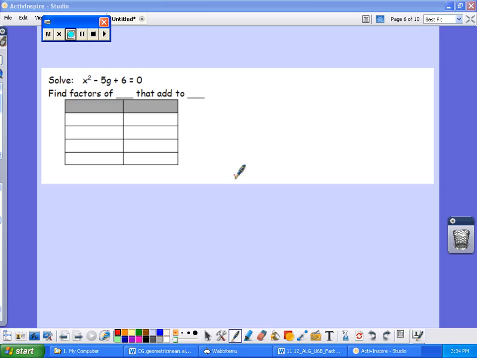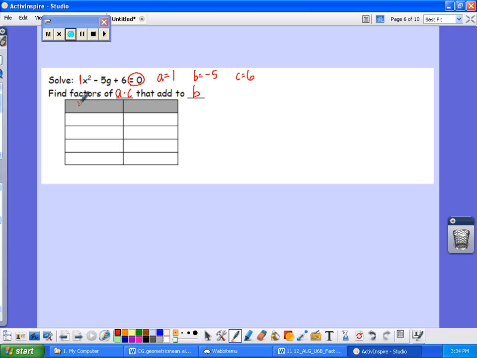Let's take a look at the next one. Remember that I'm solving, and the reason I know that I'm solving is because it is equal to 0. So the first thing I always do is I say a equals 1, because that's the coefficient there, b equals negative 5, and c equals 6. So I find the factors of a times c that add to b.